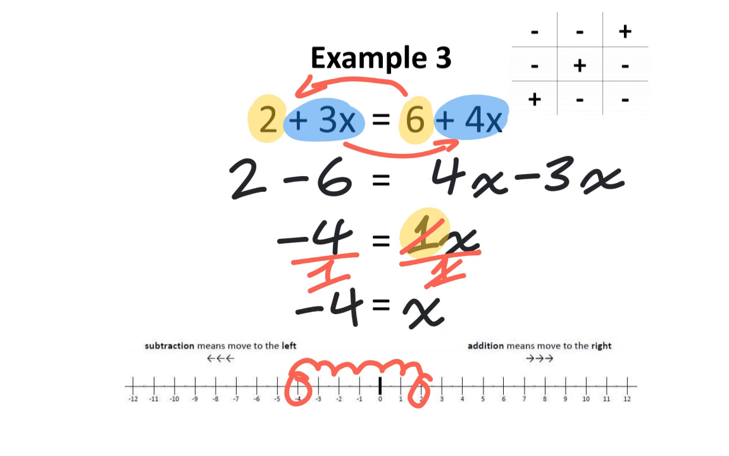Now, why is it negative? Well, when you have a negative number divided by a positive number, that gives you a negative number. Therefore, negative 4 is equal to x.